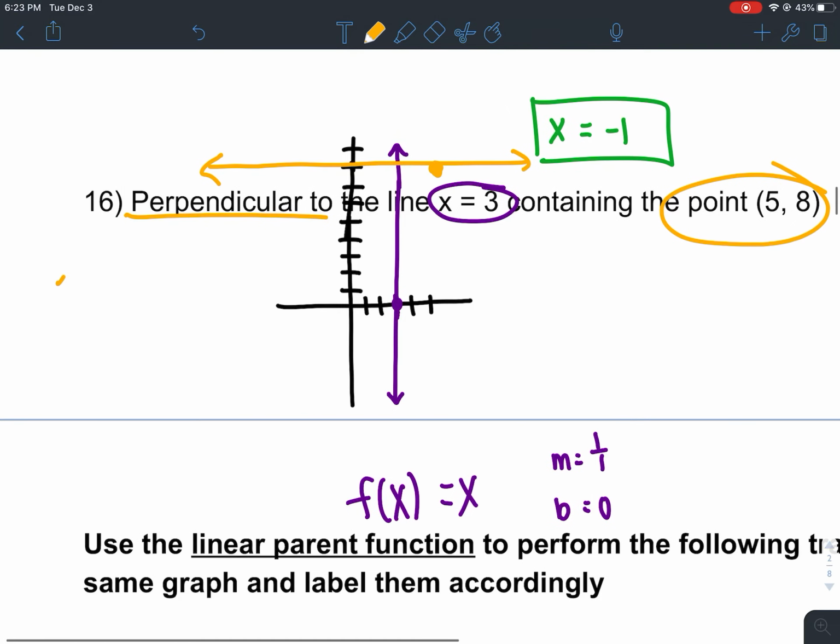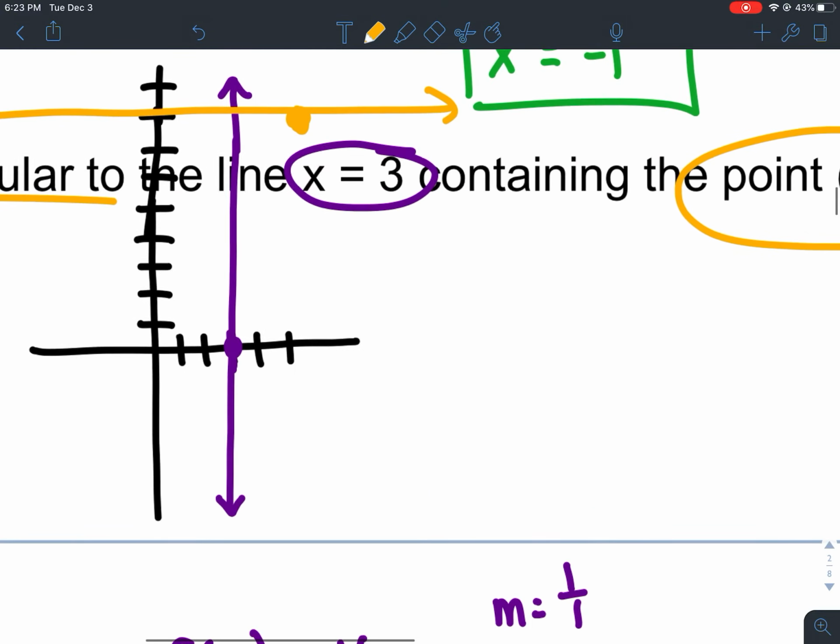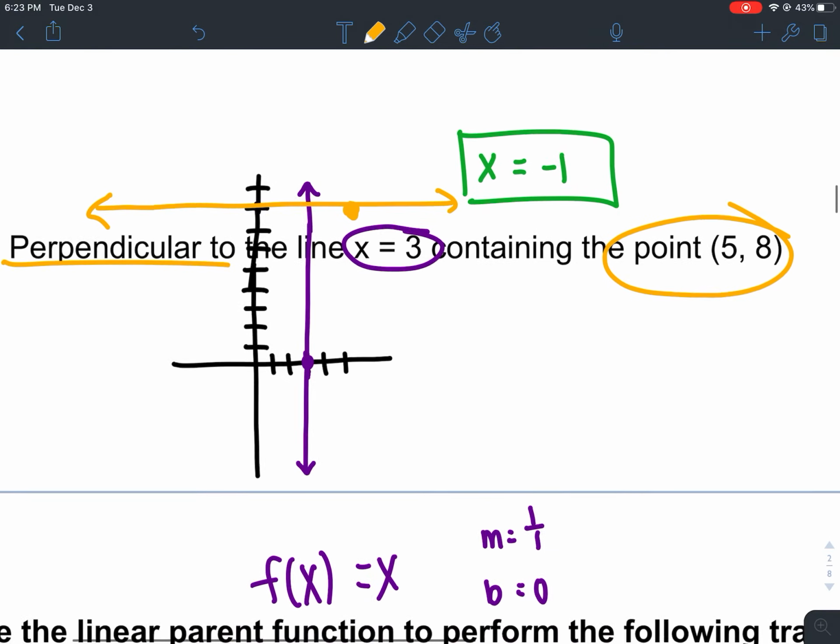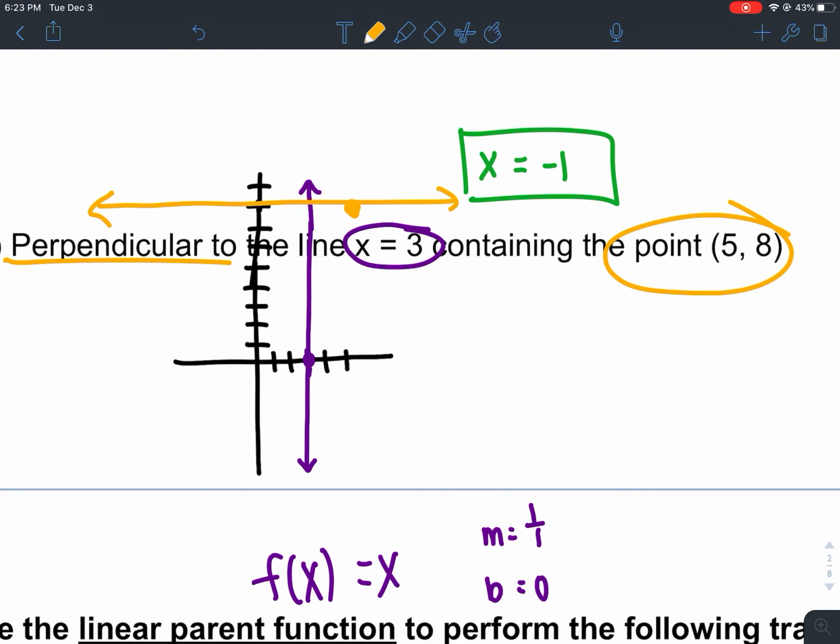Perpendicular. So again, perpendicular lines cross at 90 degrees. Parallel lines never intersect, so they're always going to have the same slope. If I were to draw an up and down line, that's going to make it parallel to x equals 3, and we want it to be perpendicular to x equals 3.